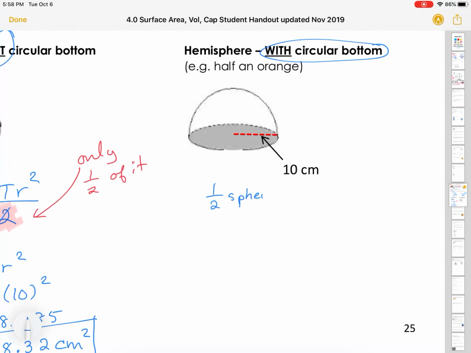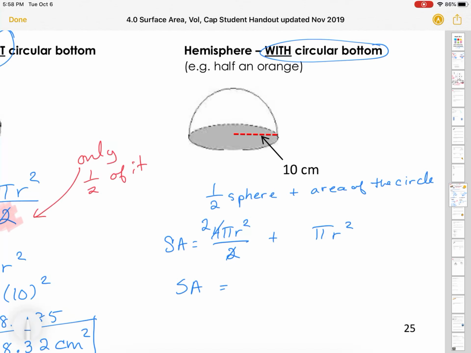So we're going to have our half a sphere plus the area of the circle. Okay, so surface area will be 4 pi r squared divided by 2, that's our half sphere, plus we've got the circular surface, which would be pi r squared. Now we can divide this out, we'll get our 2. And if you think about it, I have 2 pi r squared here and pi r squared there, so I have 3 pi r squared.